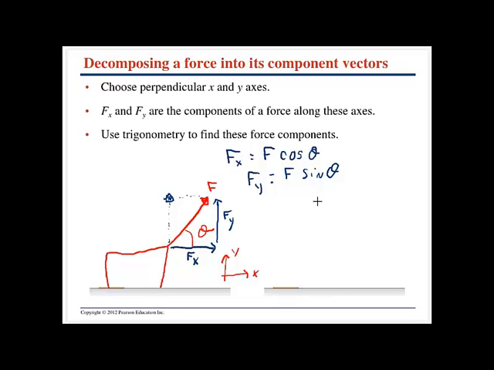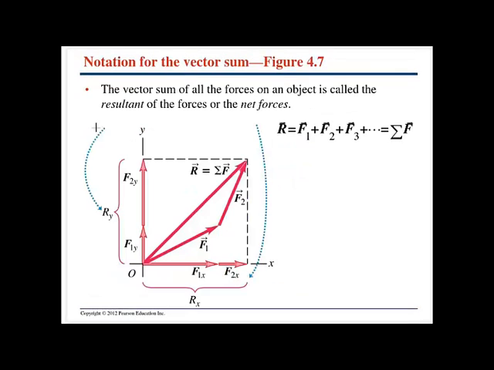Please get comfortable doing this because you're going to be doing it quite a bit. Since forces are vectors, we can write the resultant vector as the vector sum of all the forces. So here we have the symbol that means sum, and this is also going to be the net force acting on an object, force 1 plus force 2 plus force 3.